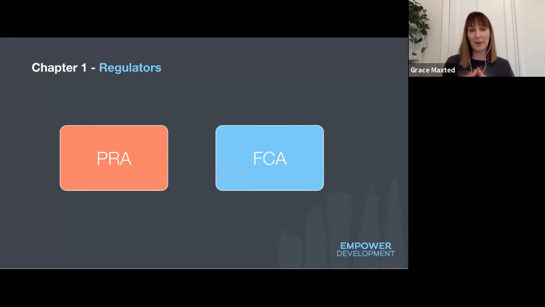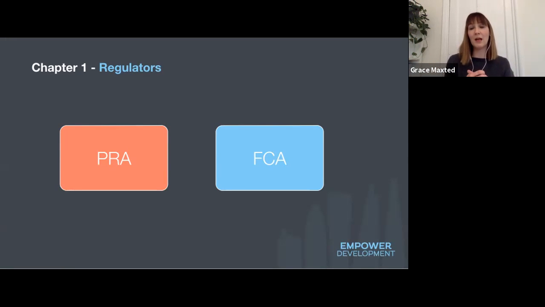But they talk a little bit about the PRA, essentially being the authorizer of insurance companies. And so the Society of Lloyds will work with them, managing agents will work with them. And remember, the FCA looks at the conduct areas. So they will also work with the Society of Lloyds and managing agents, but also Lloyds brokers and member agents.